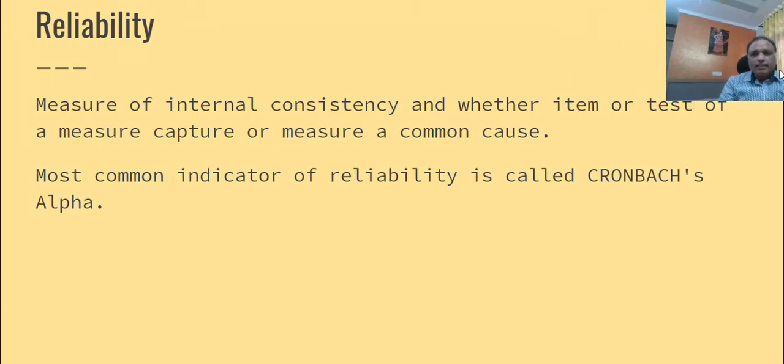Reliability, let us see reliability. It is a measure of internal consistency, and whether items or tests of a measure capture a common cause. So your questionnaire, measurement or scale would be reliable when all the items, all the questions, all the indicators are consistent, internally very close, they have a good correlation and they are capturing a particular dimension. When they are close, they would be correlated to each other, and they would be capturing a particular dimension.